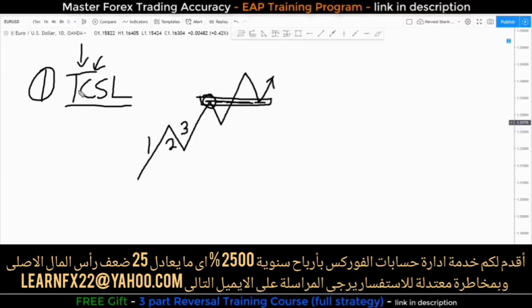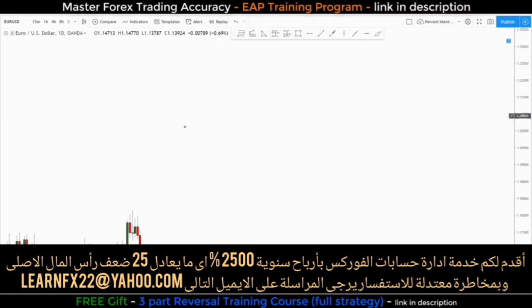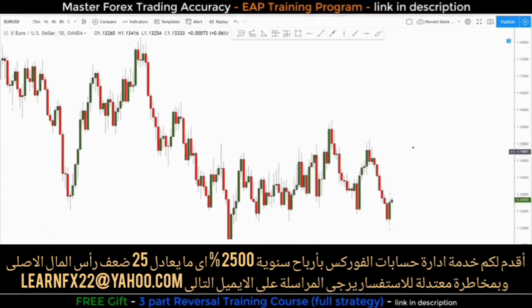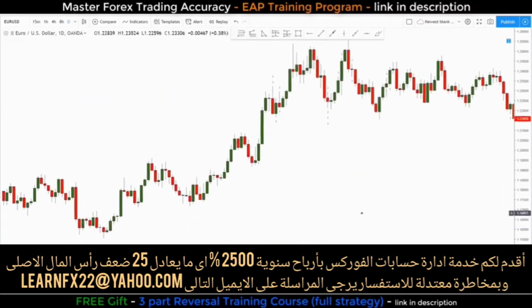So the first way that we're going to be looking to identify high probability levels of structure in the market is this scenario right here. Let's go ahead and actually go down to a blank chart and take a look if we can spot one of these specific scenarios. Here on the euro dollar, we have a great example of our TCSL that comes by way of a push up, then a pullback, and then a break of this resistance level right here. This was our 1, 2, 3 that we were looking for.